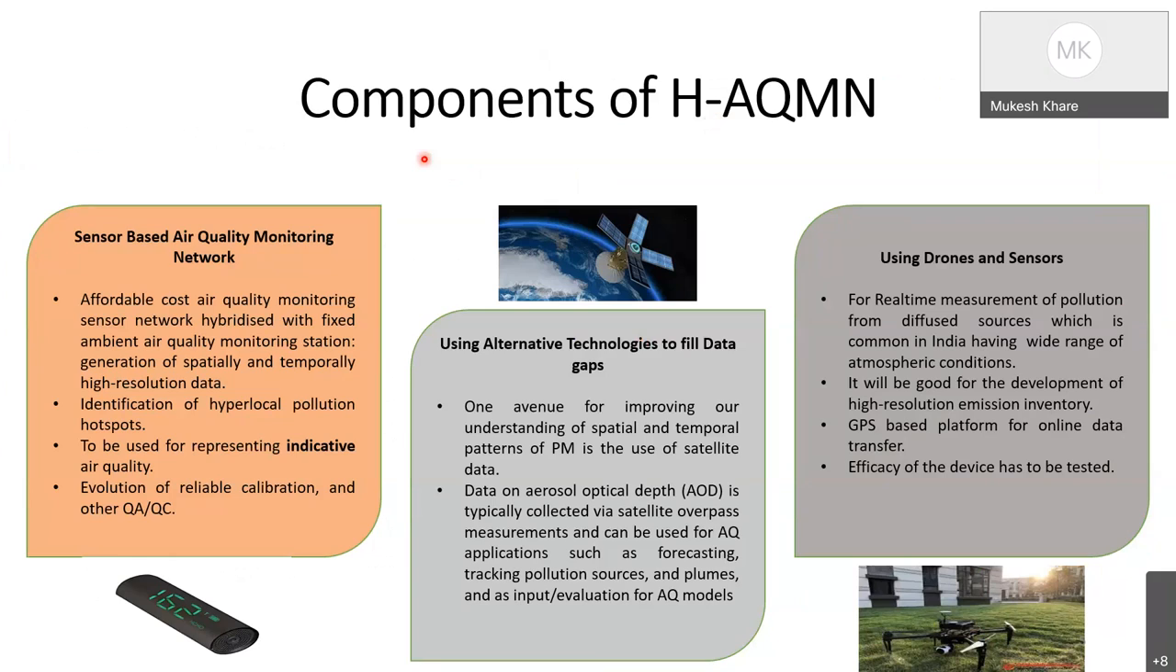Now, these are the components of HAQMN. There are majorly three components. First, sensors. It can be any type of sensor, like a photometer, nephelometer, or optical particle counter, and there is one more sensor being developed by IITD and IITM TIP, Sensor Air, which works on bright field imaging assisted sensing. Another is using satellite data to fill data gaps. The third one is to capture the diffuse sources. We can mount sensors on drones to check the real-time measurement of pollution from different diffuse sources.